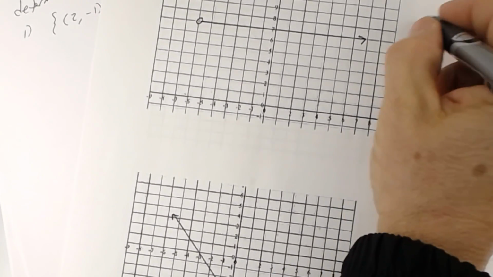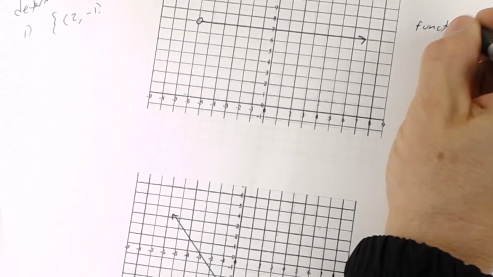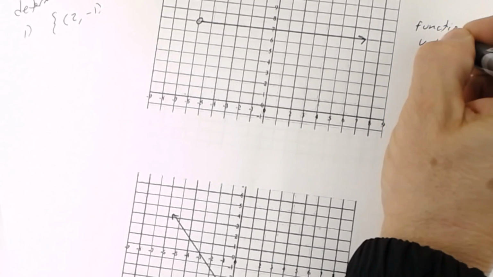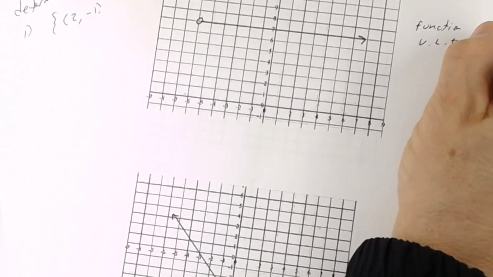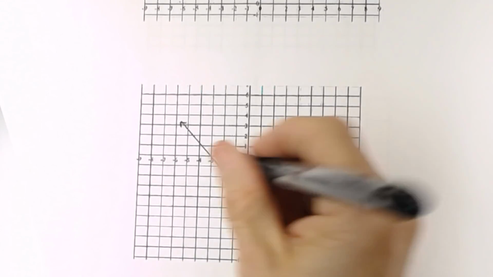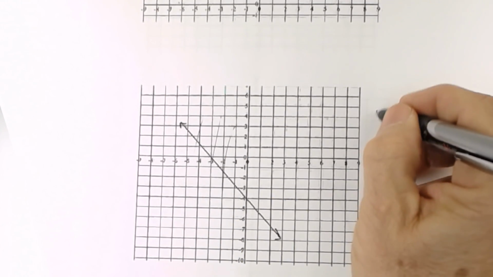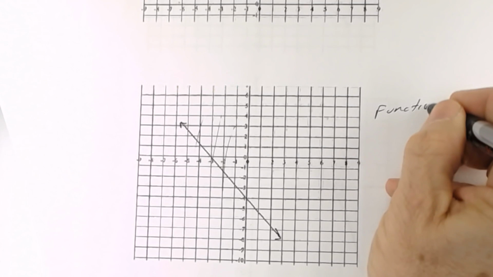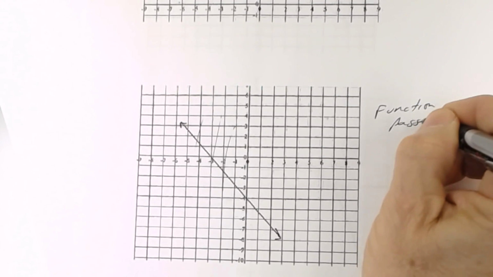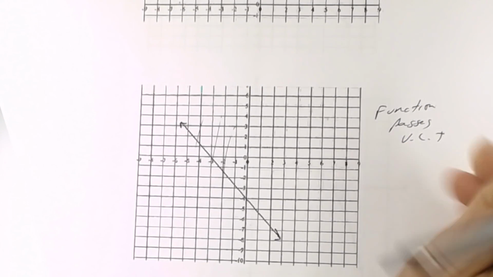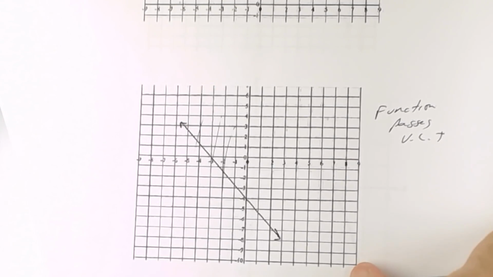In fact, the next 2 are what? Functions. So these are functions. They all pass the vertical line test, right? So this is a function as well. No matter where you draw the vertical line, it intersects it once. So it's a function. Passes vertical line test.